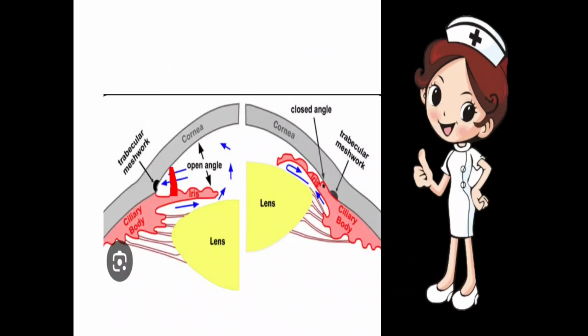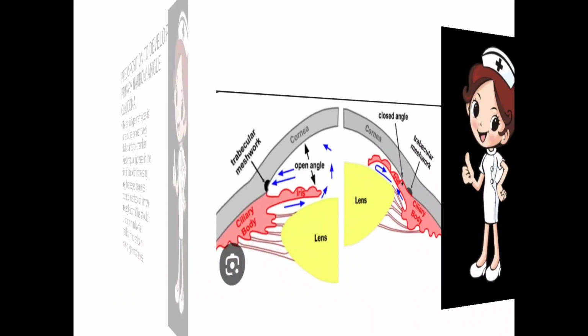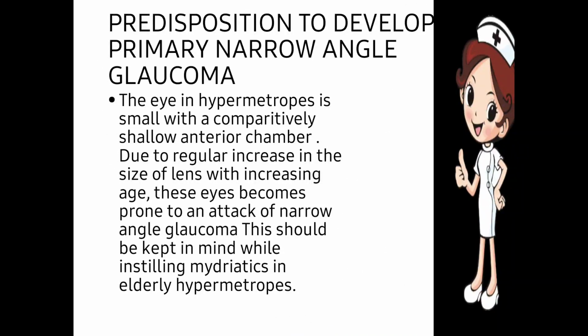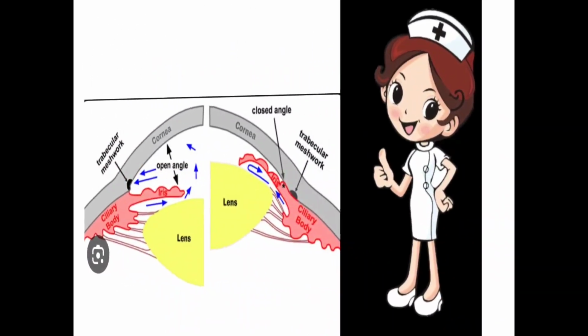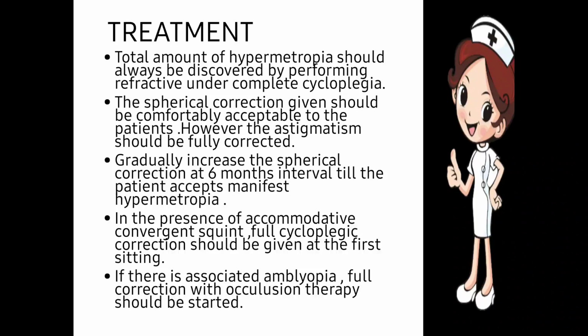So this one is the angle, and as age increases, the size of the lens increases, so the angle becomes closed. This leads to closed angle glaucoma. In glaucoma, the side vision starts decreasing, and in early advanced glaucoma, only center vision will be left. So we should always keep this in mind while putting dilating drops in elderly hypermetropes.